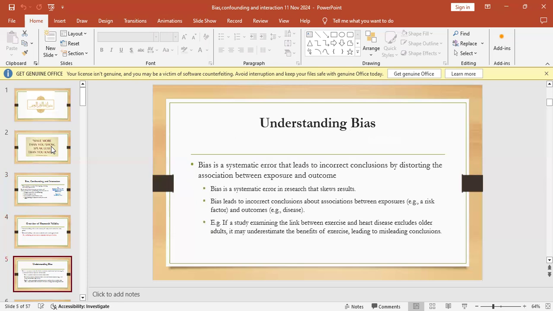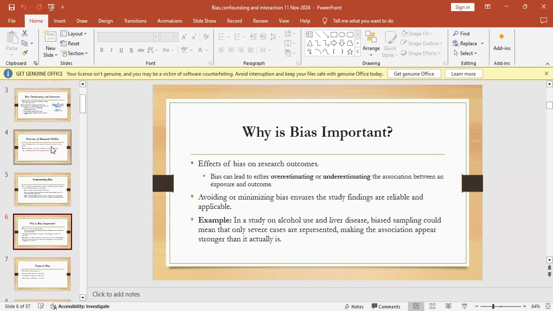Now, what is bias? Bias is a systematic error that leads to incorrect conclusions by distorting the association between exposure and outcome. Bias is a systematic error that skews the results. Bias leads to incorrect conclusions about the association between exposure, i.e., the risk factor, and outcome, the disease. For example, if a study examining the link between exercise and heart disease excludes older adults, it may underestimate the benefits of exercise, leading to misleading conclusions.